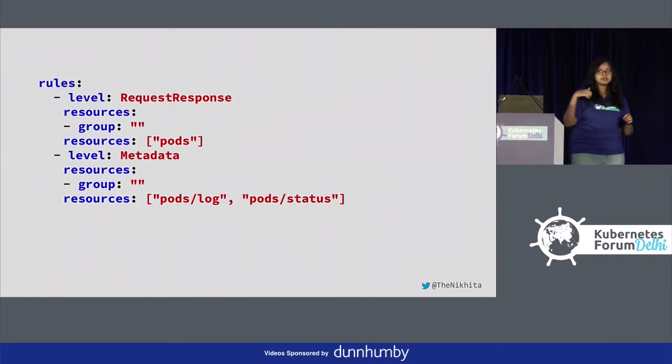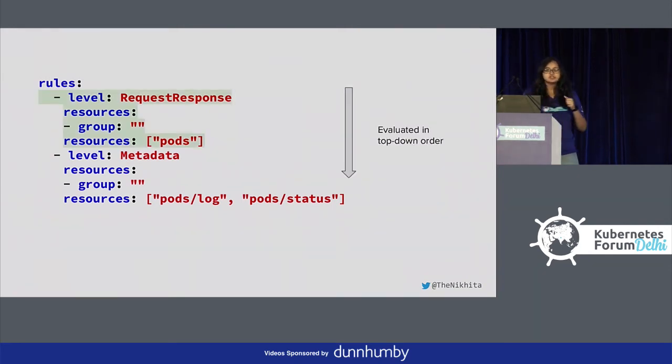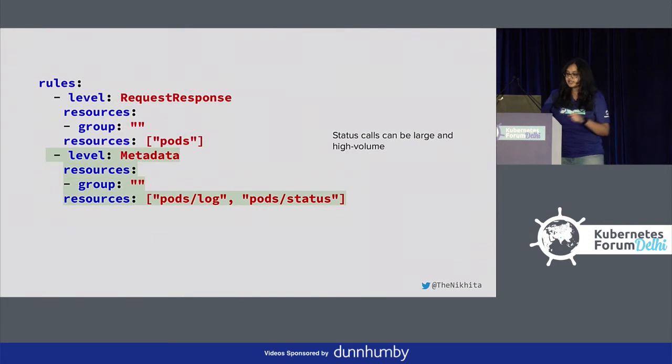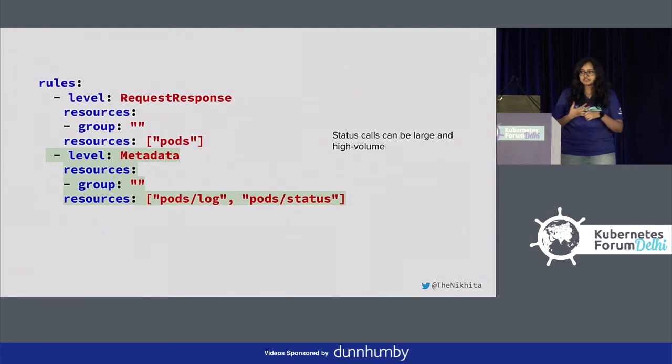So in this example, we have two rules. One is a level for request response, and the other is for metadata. When you write two rules, let's see what happens. Rules are evaluated in the top-down order, which means that the top rule is considered first. So the first rule is request response, and for pods. Pods are generally critical resources, so you want to log them at the request response level to know if something goes wrong, what actually happened. Sub-resources like status and log are very high volume and generate lots of logs, so you can just log them at the metadata level.